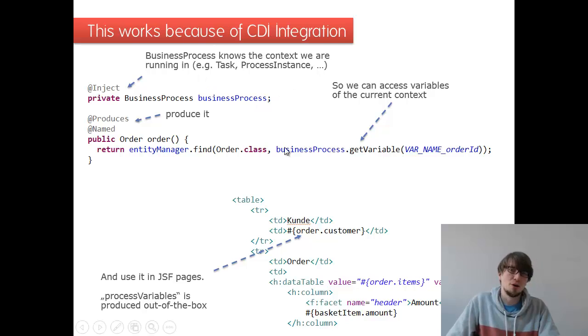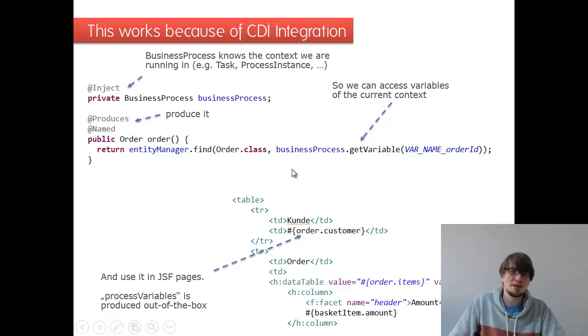After you did that, what you can do is you can query for variables. Now it knows which task or process instance I'm talking about, so I can always query for variables. In this case, the example that's pretty common, we have an order managed by JPA, the entity manager, and I just stored the order ID in my process as a process variable. And I can now find that by querying the process variable, finding the order by primary key, and then produce it as an own bean, a CDI bean with the name order.